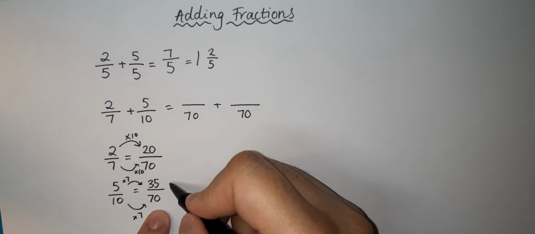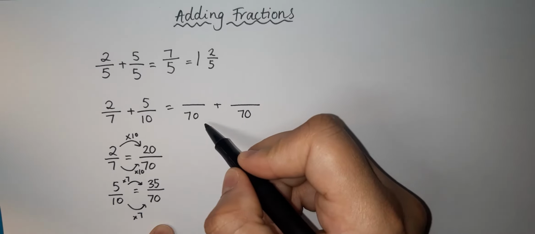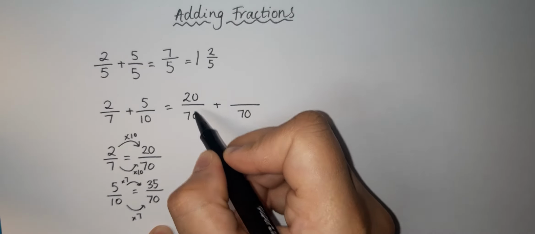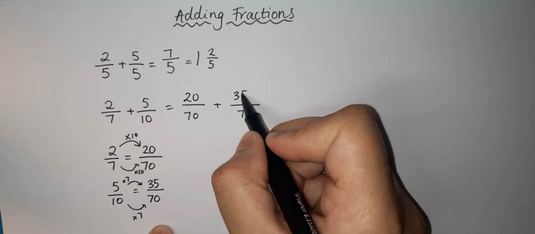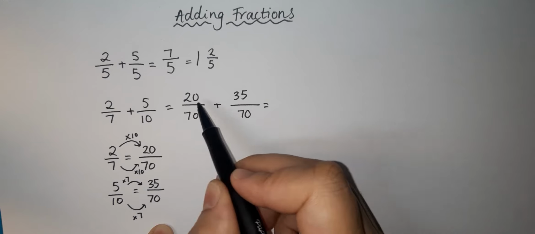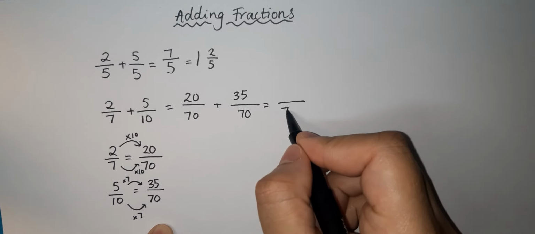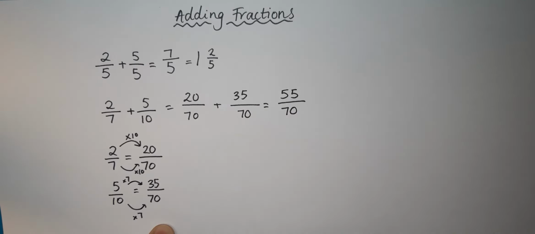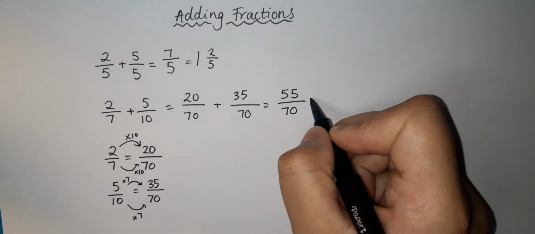So now we bring this information back up here, and we rewrite 2/7 as 20 over 70, and we rewrite 5/10 as 35 over 70. Now, because the denominators are the same, we can add the numerators. And this would give us, over 70, 55 over 70. Now, if we wanted to, we could simplify this.